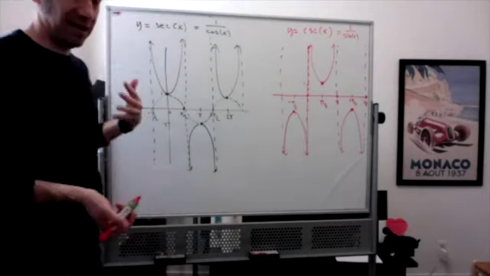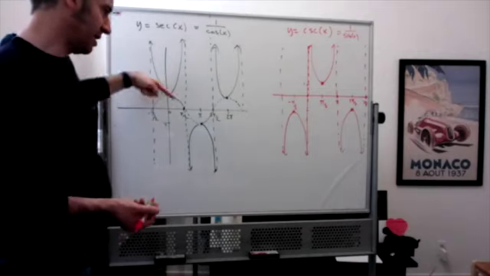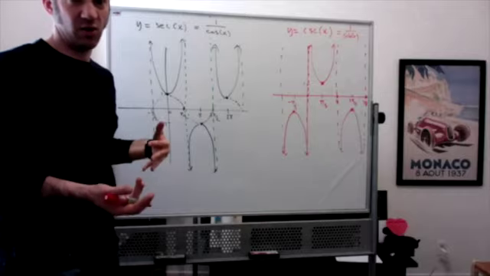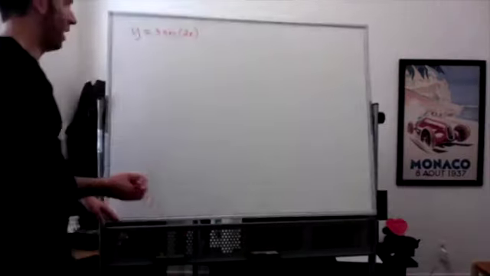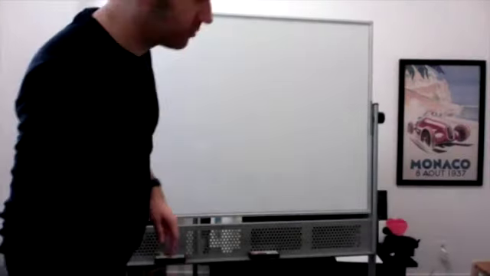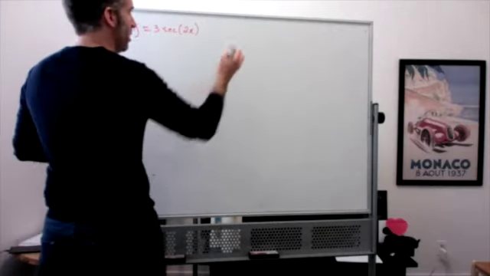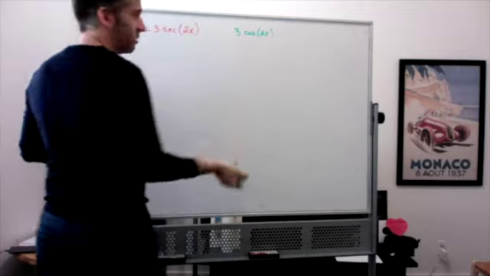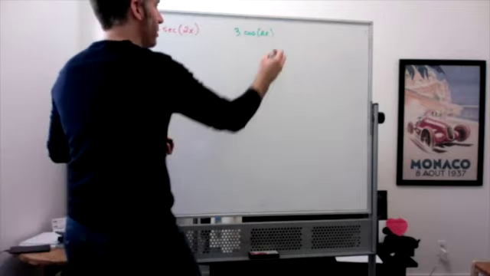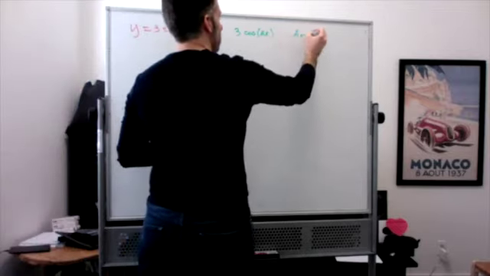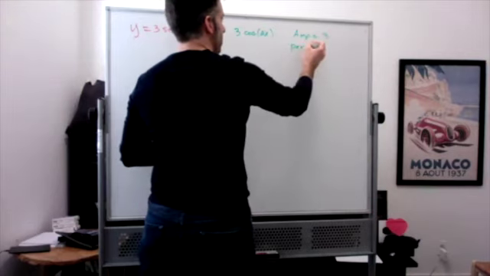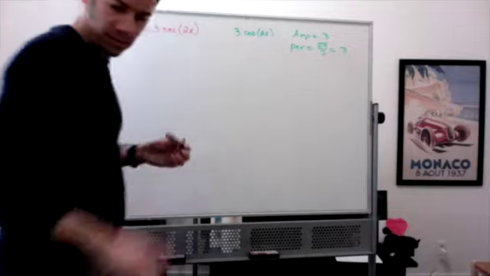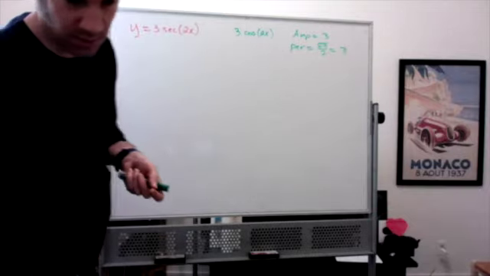So here's the nice thing about this. My idea of drawing cosine or sine and then kind of reflecting it away still totally works. So actually, I'm going to think about what 3 cosine of 2x looks like. Well, I know what that is. I know the amplitude is 3, and the period is 2 pi divided by 2, which is pi.